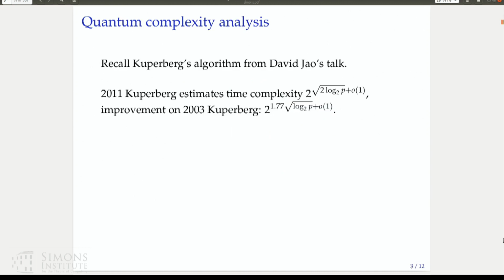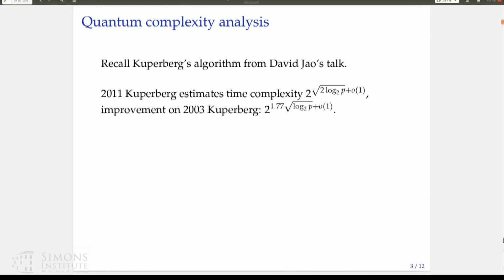So these numbers are incorrect. I made a typo. Let me just find a pen. So there's a missing bracket.